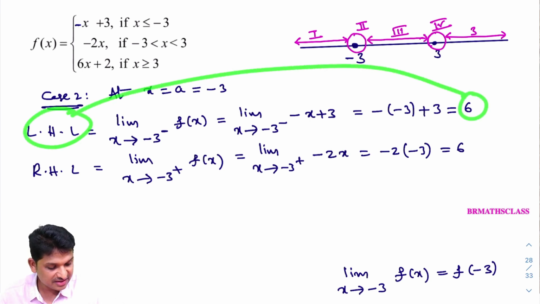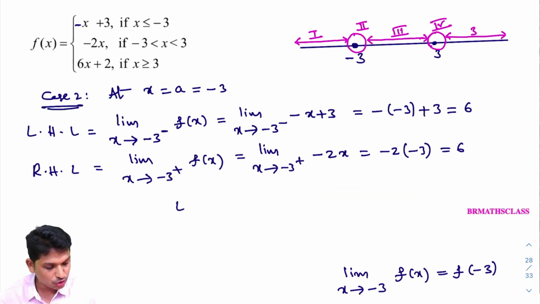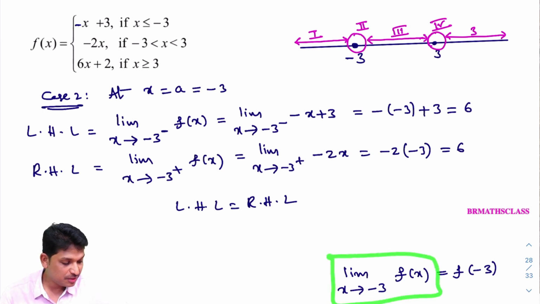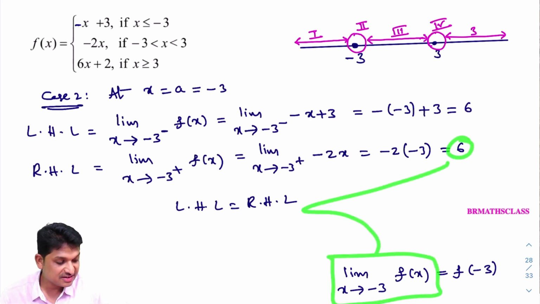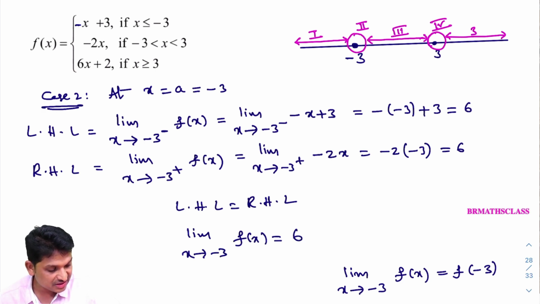You observe here. Left hand limit is 6. Right hand limit is also 6. Left hand limit equal to right hand limit. So what I can say, when left hand limit is same as right hand limit, then I can say that this value is 6. Correct? You know that from the limits chapter. So I'll write limit x approaches minus 3 f of x equals 6.